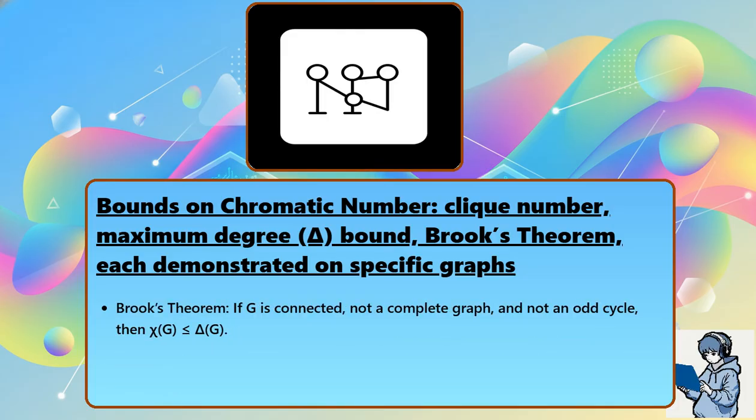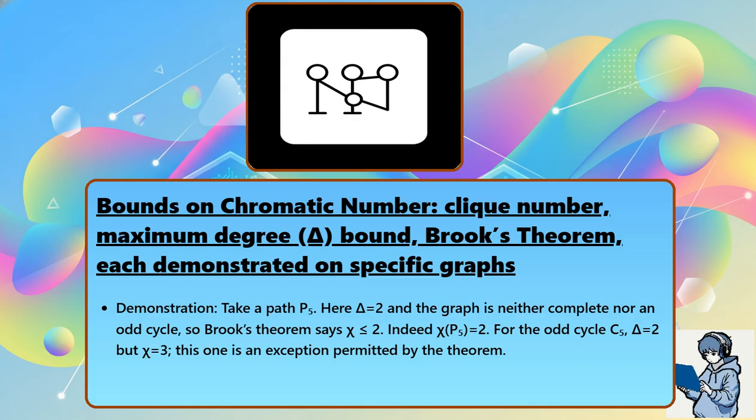Brooks' theorem: if G is connected, not a complete graph and not an odd cycle, then χ(G) is less than or equal to Δ(G). Demonstration: take a path P5. Here Δ equals 2 and the graph is neither complete nor an odd cycle, so Brooks' theorem says χ is at most 2.